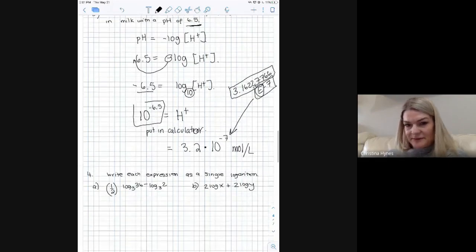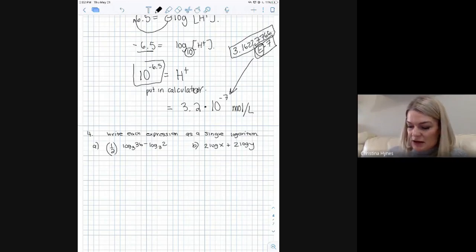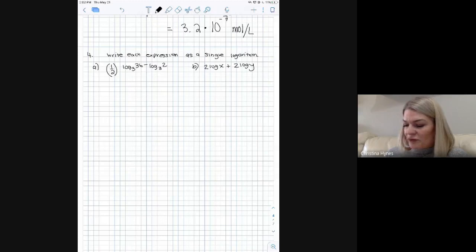Perfect. Okay. Question number 4, you guys have a matching one. So you just have to match which expanded form matches the simplified form. So I'm just going to go over the general rules, and I'm going to do these 2 examples, and then that should help you to match which one represents the expanded to simplified form. Okay, so for the rules, what you want to remember is when you're trying to go from expanded form to simplified form, any coefficient in front, you want to bring it up into the power spot.